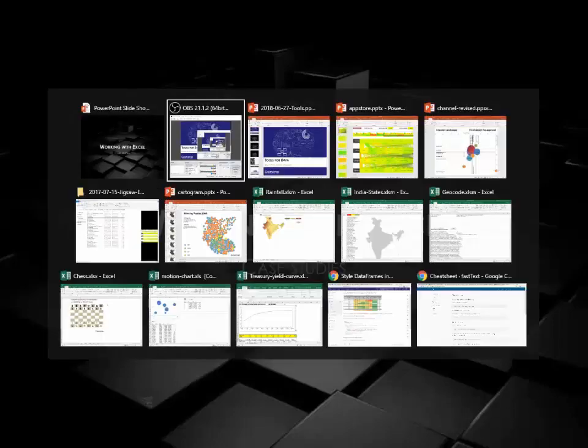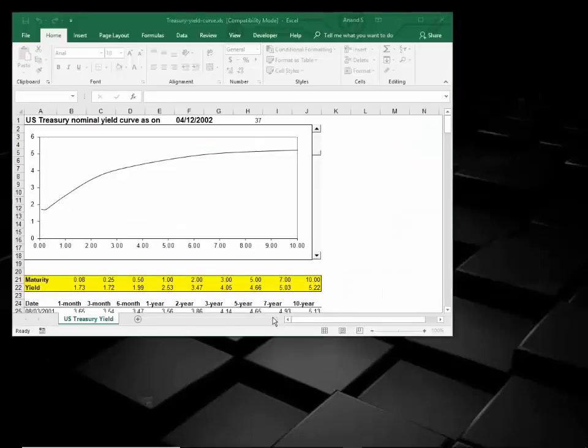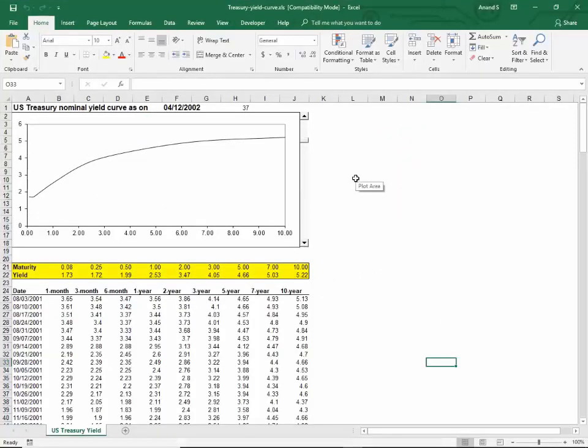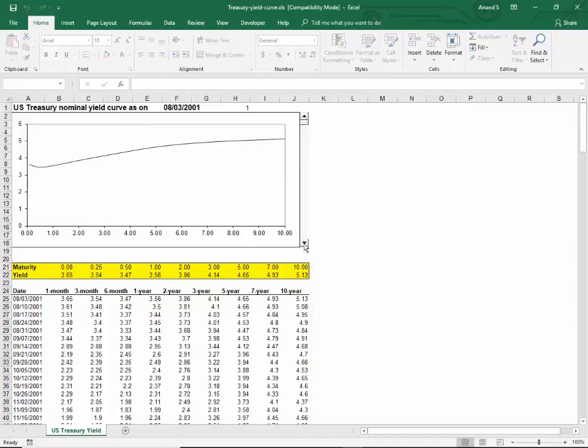In fact, let me start with something that's pretty old. This is a piece that I had created in 2000, almost 18 years ago. And it shows the yield curve across time. This slider, as I move it, so let's start with the year 2001. This is March 8th, 2001.